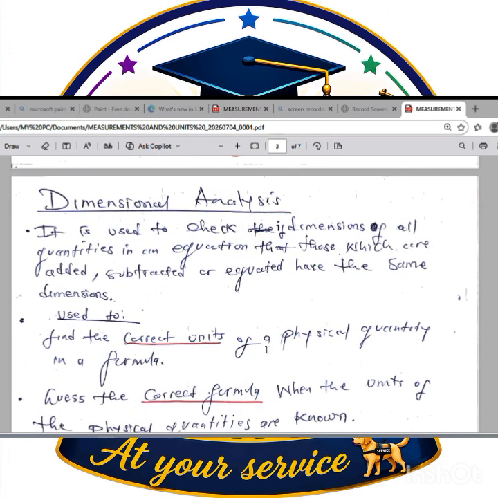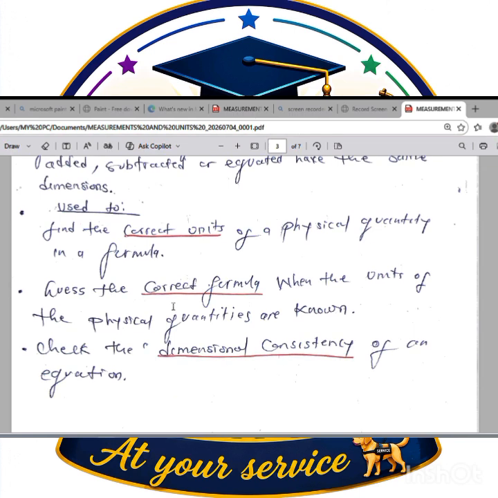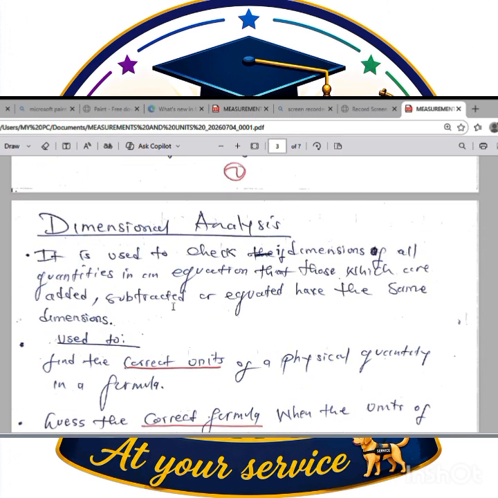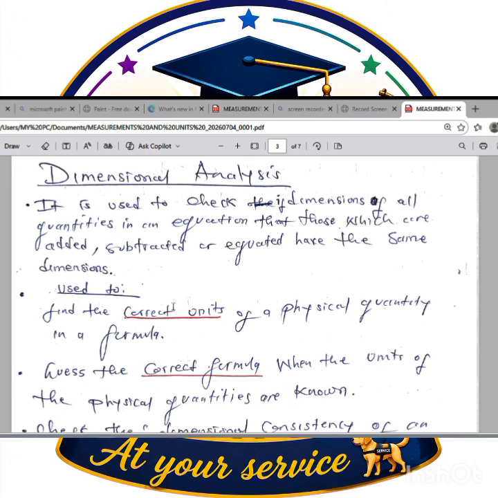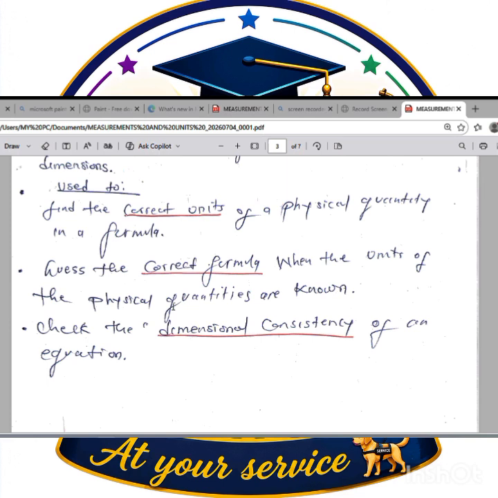Now, dimension analysis is used to check that the quantities in an equation which are added, subtracted, or equated have the same dimensions. So how do you use this dimension analysis? We use it to find the correct units of a physical quantity in a formula. We also use it to guess the correct formula when the units of a physical quantity are known. There are situations where they have just given you the units and they ask you to come up with a formula supporting those units.